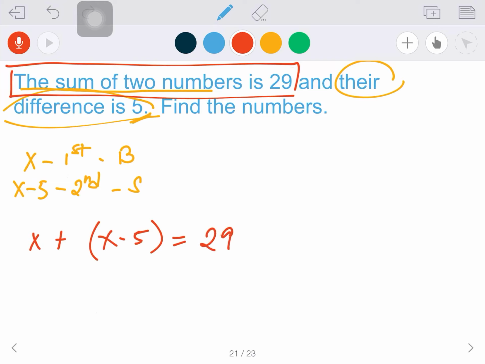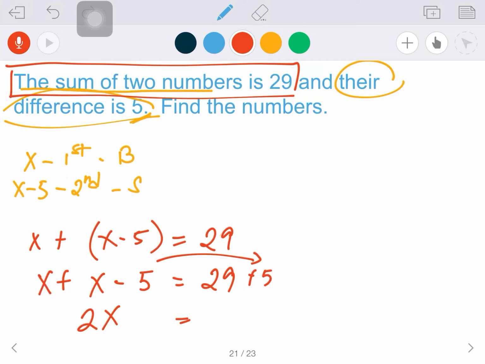So, the equation is very doable. All you have to do is first get rid of your parentheses, then add all your variables, transpose negative 5 to the other side. That would be a plus 5 here, so that would be 34. All right, and then divide by 2, so that means x is equal to 17.